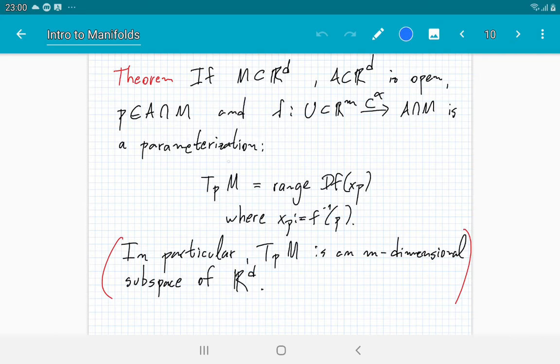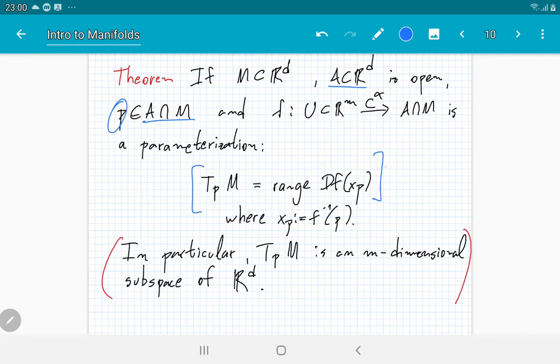Here, you're writing it in a more general form, of course. A manifold is covered by parameterizations. Take a point that's contained in an open set of M, that is A intersection M for A contained in R^D open. Take a point that has a parameterization around it, right? A C^L parameterization F that's m-dimensional. If you take P like this, then you can compute its tangent space in terms of F.